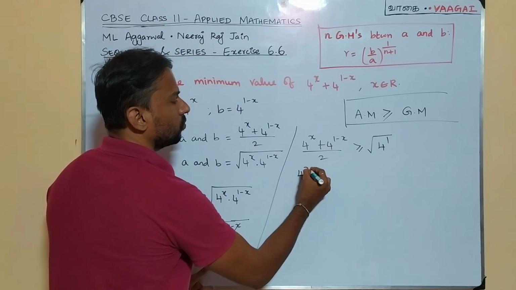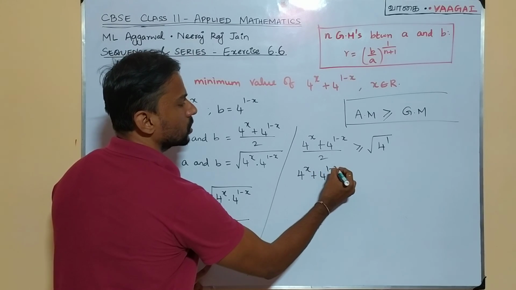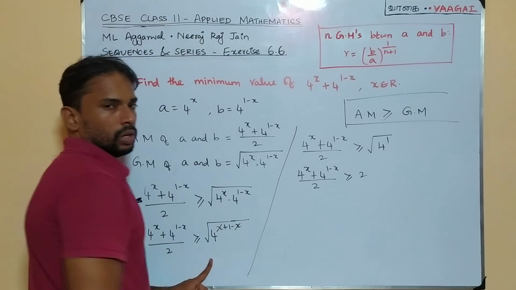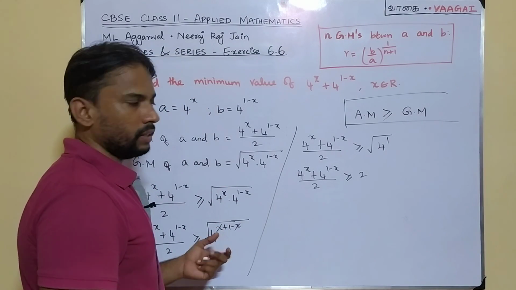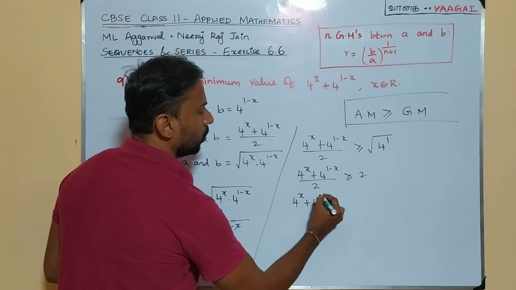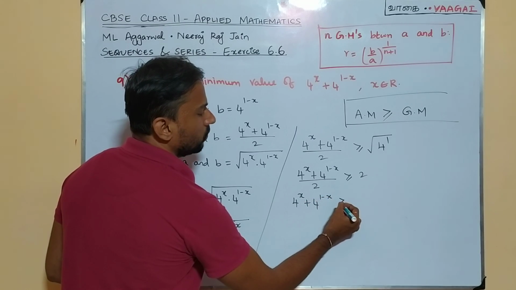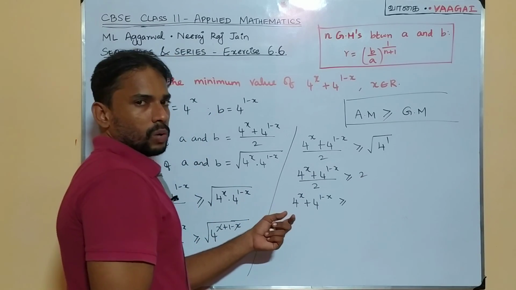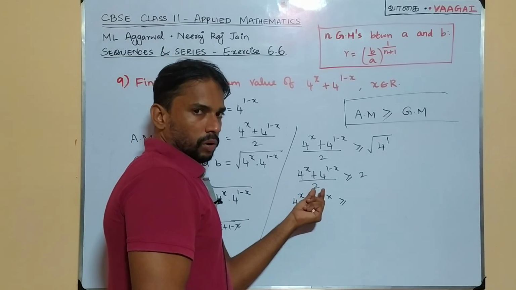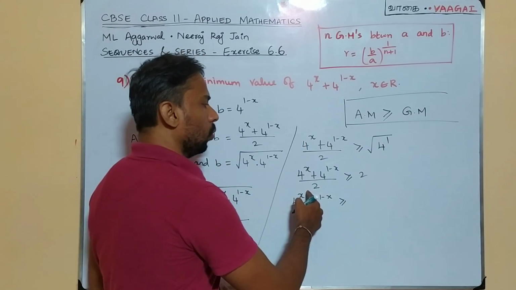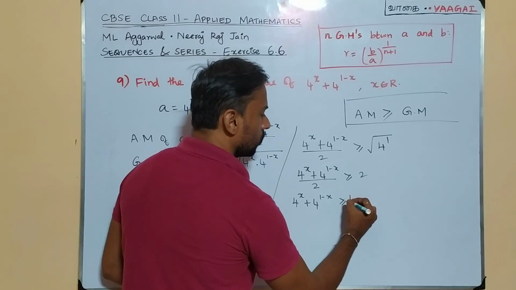So you will have (4 power x plus 4 power 1 minus x) whole divided by 2 greater than or equal to. This is simply 2, because root 4 is going to be 2 only, right? That's why. And that means 4 power x plus 4 power 1 minus x is always greater than or equal to, this 2 I'm going to take there. This is still an inequality, but this is a constant term only, right? I can just get this term to the other side. That is possible. So 2 into 2, when you multiply two 2s, it will become 4.